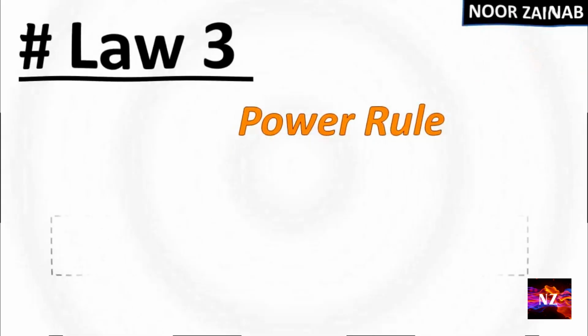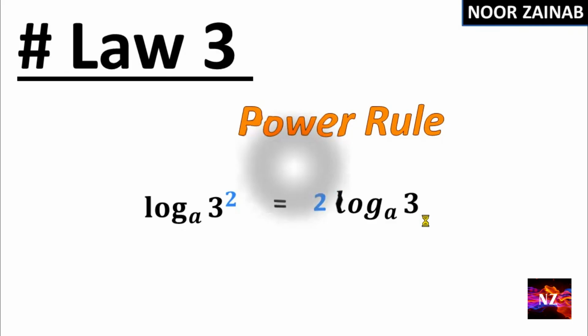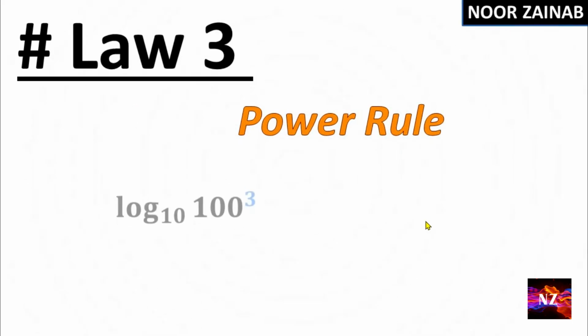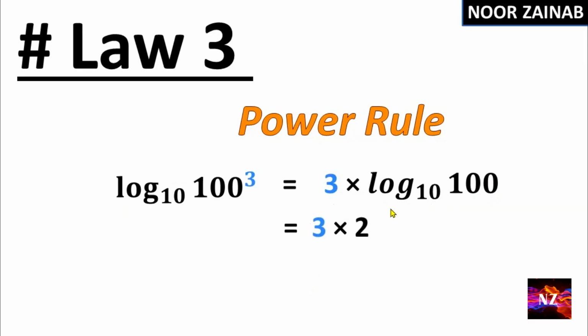For example, we have to find the log of 3 where the base of the logarithm is a and 3 is raised to power 2. So simply in order to solve this, we can bring 2 to the front and the remaining logarithm remains the same. Furthermore, let's suppose we have to find the log of the number 100 which is raised to power 3 and the base of the logarithm is 10. So in order to solve this, we have to bring 3 to the front. So we are multiplying 3 with the log of 100 with base 10. Here you can see that the log of 100 with base 10 means how many times we have to multiply 10 to get 100, and the answer is 2 times. So here we can multiply 3 with 2, and so the log of 100 raised to power 3 with base 10 is equal to 6.